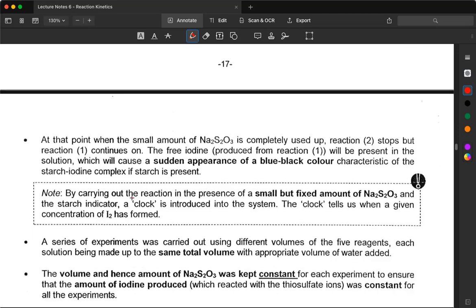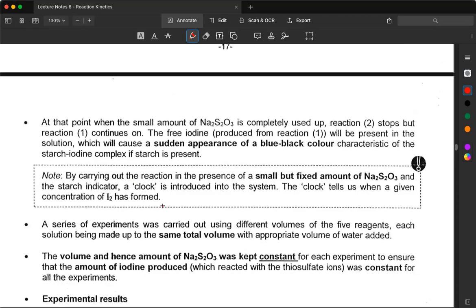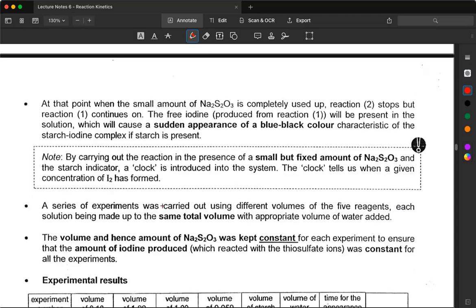So if you carry out the reaction in the presence of a small but fixed amount of sodium thiosulfate and starch indicator, you introduce a clock. The clock tells us when a given concentration of iodine is formed. With a certain amount of iodine formed, of certain concentration, it will form the blue-black color. It's like a clock, ding, ding, like that.